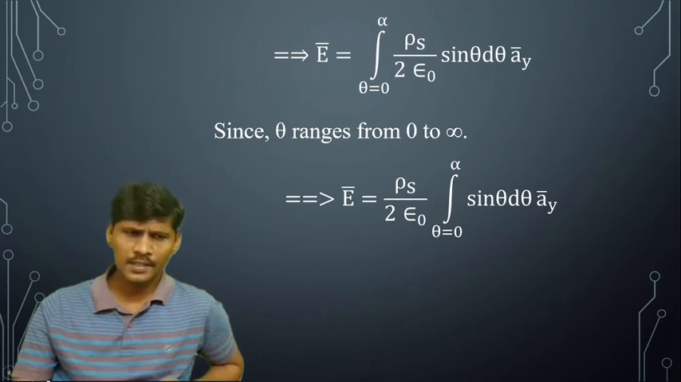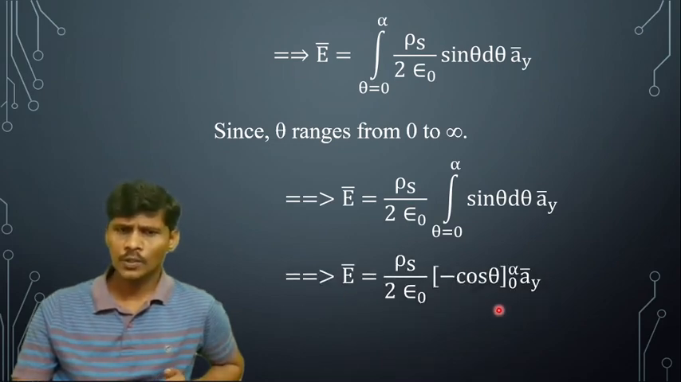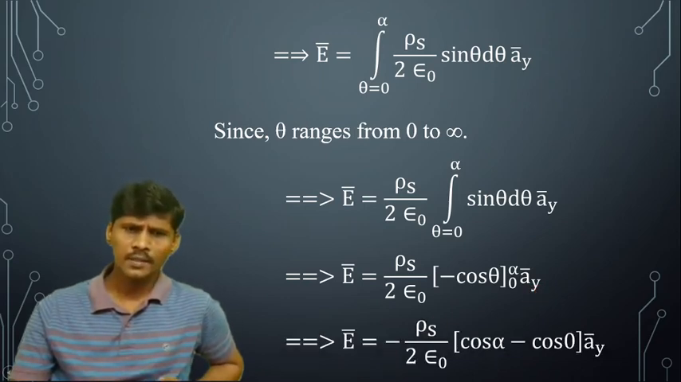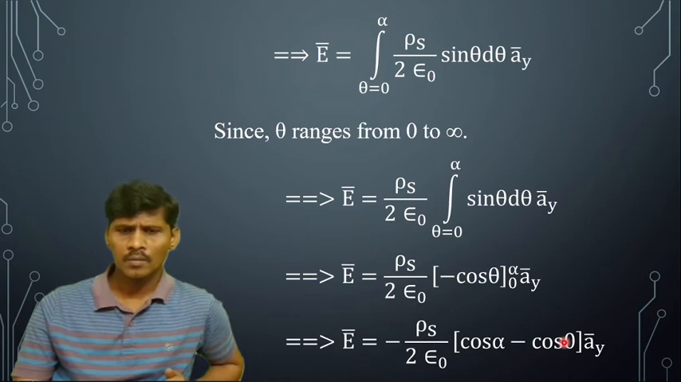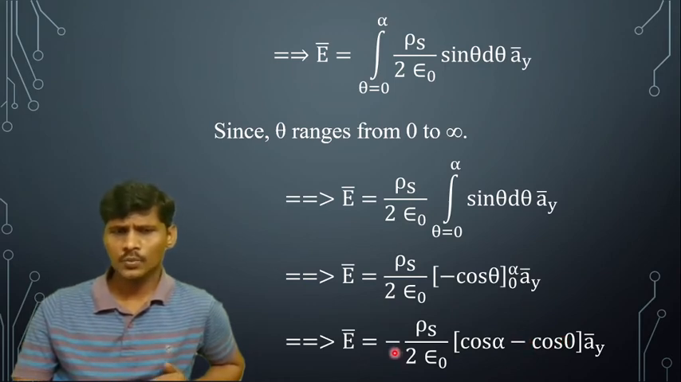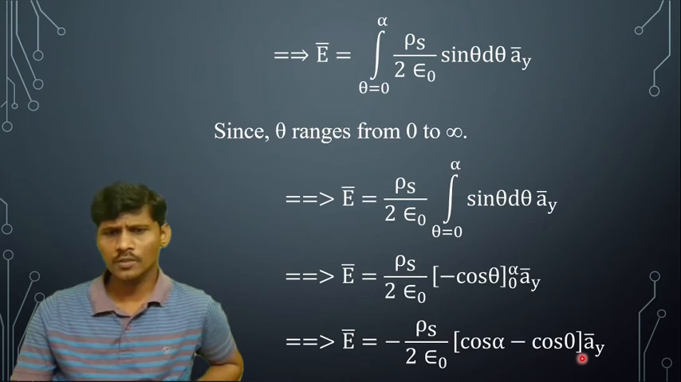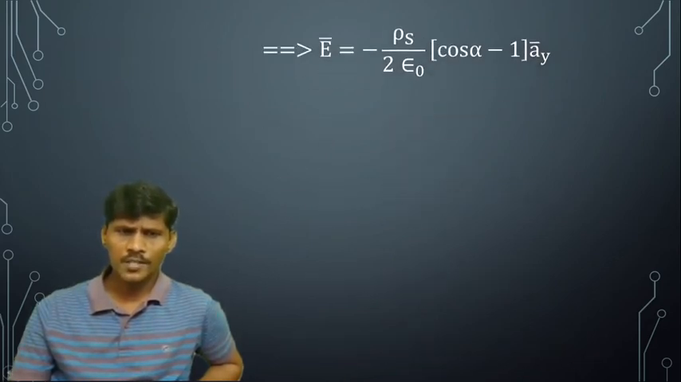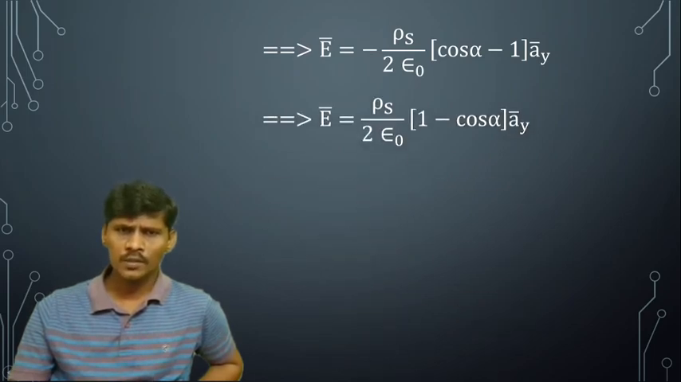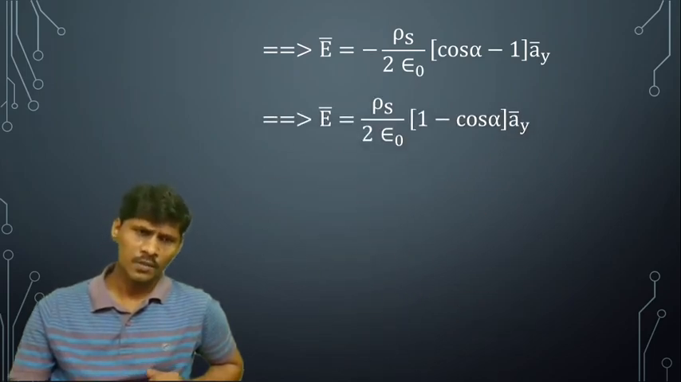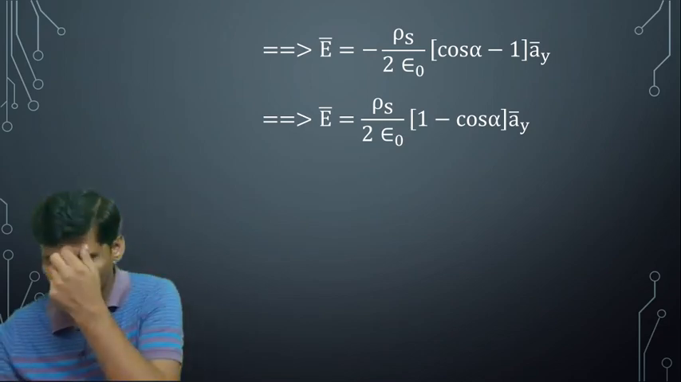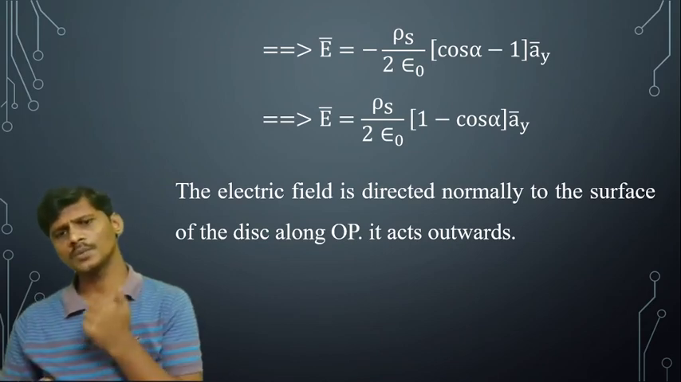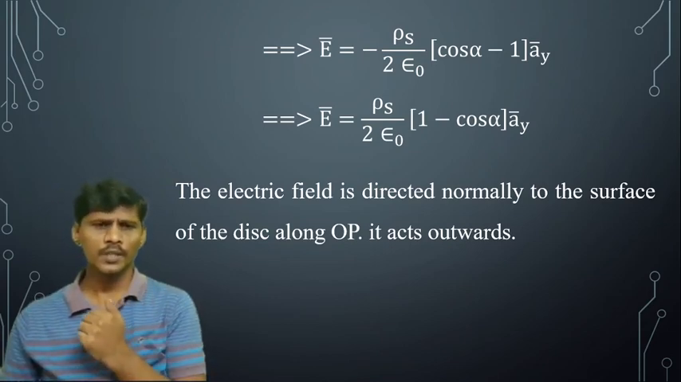Integral of sin theta is minus cos theta over 0 to alpha. After applying the upper value of theta and the lower value of theta, we get minus cos alpha minus, minus cos 0, and cos 0 value is 1. Multiplying the minus within the bracket term, we get E bar is equal to rho s by 2 epsilon naught into 1 minus cos alpha a y bar. So this is the equation of the electric field intensity due to a charged circular disk. E bar is equal to rho s by 2 epsilon naught into 1 minus cos alpha a y bar.